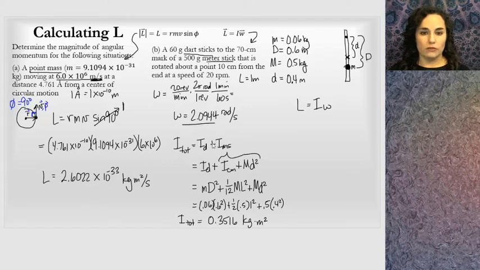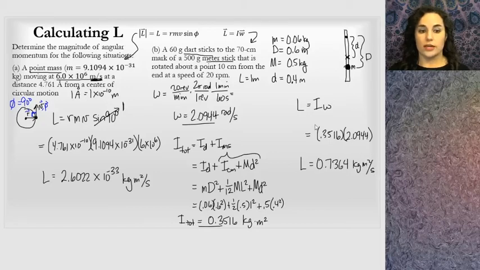So I have an intermediate value for omega and an intermediate value for I total. So I can just plug these into my calculator. I total, 0.3516. Omega, 2.0944. And multiply those two together, you get an angular momentum of 0.7364 with units kilograms meters squared over seconds.